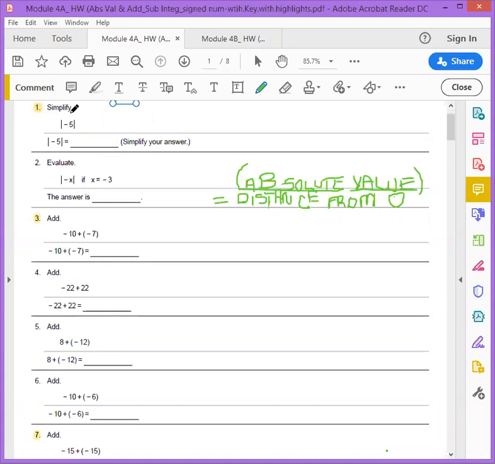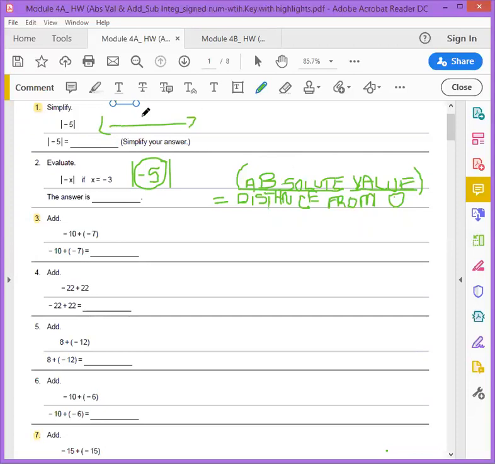We'll start with number 1, which asks us to simplify the absolute value of -5. So when you see a number inside of two vertical lines, like -5, you're being asked to find the absolute value of that digit. Now, what is the absolute value? The absolute value is the distance from 0 on the number line. So you're being asked, how far away is -5 from 0 on the number line?